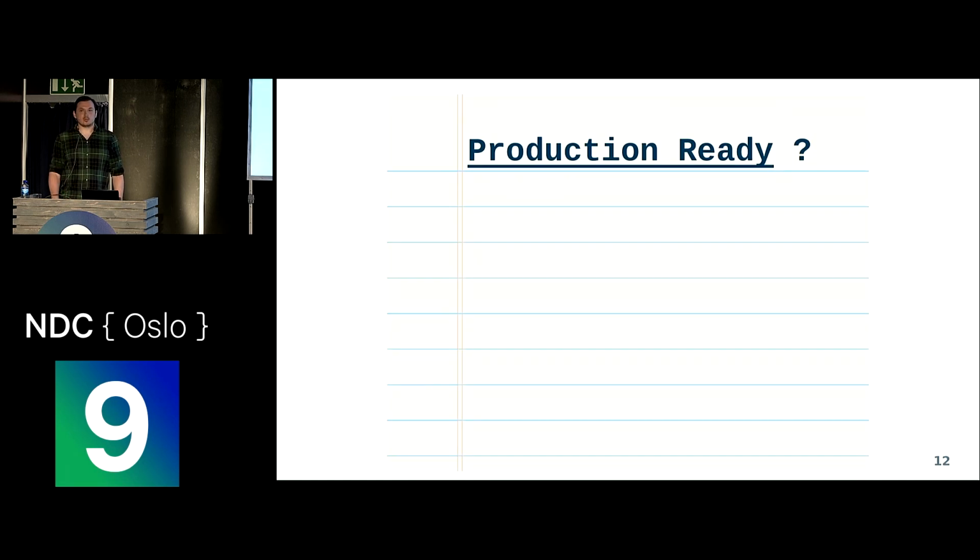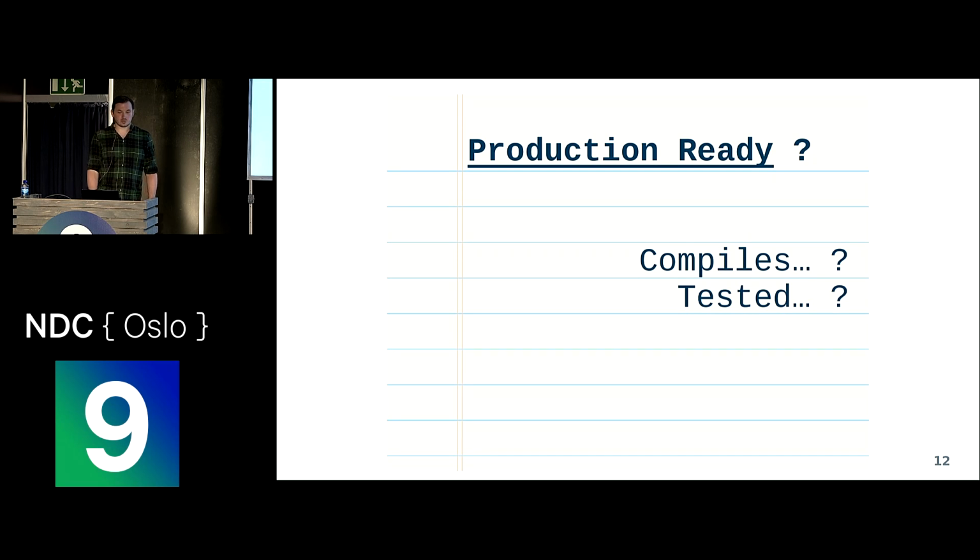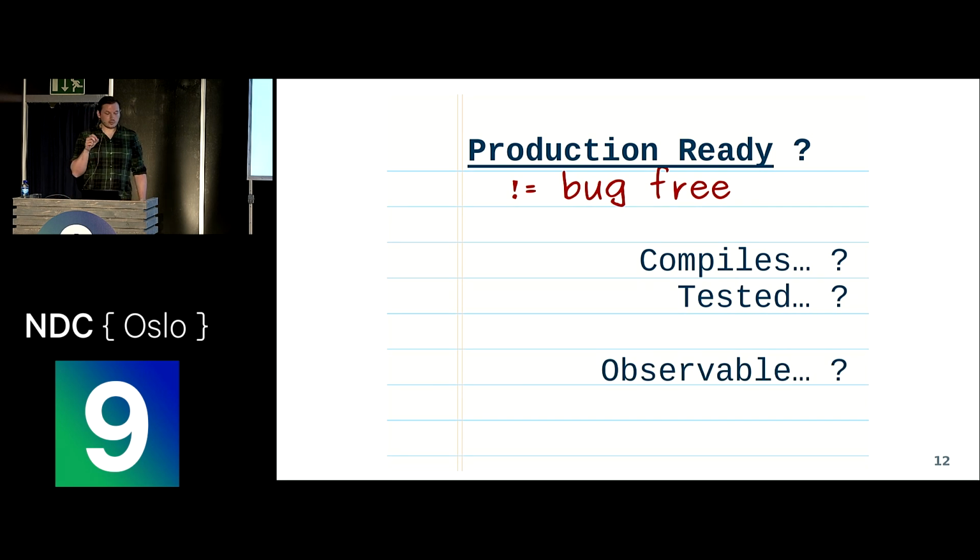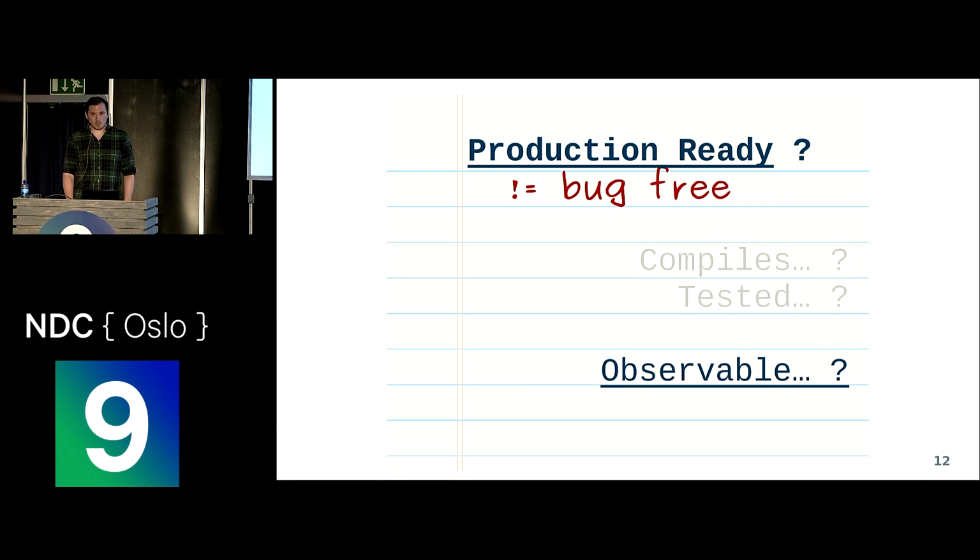So when I think about my checklist for production ready, if it compiles, is it production ready? If it's tested, is it production ready? Well, production ready doesn't mean bug-free. You can absolutely say that for a fact. So you are going to need to diagnose bugs when they happen in production. And so if we're writing a checklist for production ready, we need to include that it is observable. And that's what we're going to focus on with this instrumentation. What we're doing is we're trying to make the code observable.